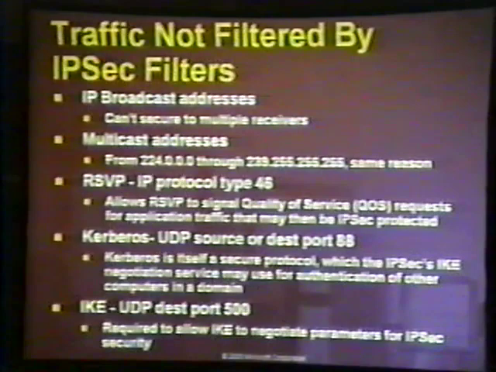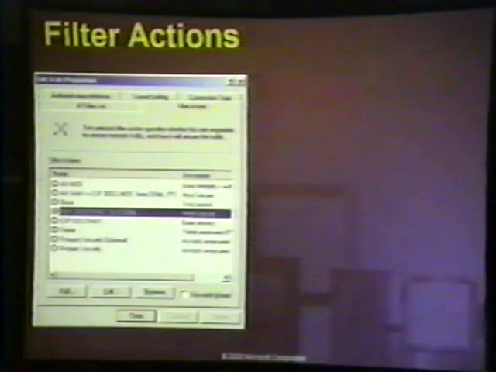But there's already a reg key to turn off Kerberos and RSVP exemptions. So by the time of Win2K with SP1, IP broadcast, IP multicast, and IKE are exempt, right? You can't do anything about those. In Whistler, we'll have IP broadcast and multicast exempt. I'm sorry, filterable, or at least permit/block filterable. We still won't be able to negotiate security to them.